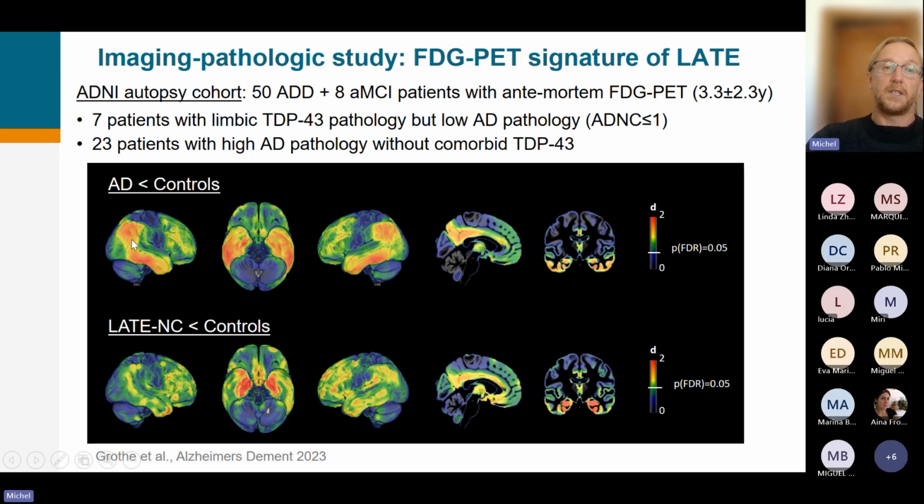First of all, we see that this pure autopsy-confirmed AD group has this very characteristic temporoparietal hypometabolic pattern, also involving the medial temporal lobe to a similar degree as these temporoparietal areas and the posterior cingulate. However, these LATE individuals, despite having the same clinical diagnosis, showed a very different hypometabolic pattern, which is much more temporal limbic predominant. It's most pronounced in the medial temporal lobe, much less so in the lateral temporoparietal areas. So this was one of the first descriptions of an FDG-PET signature of LATE.